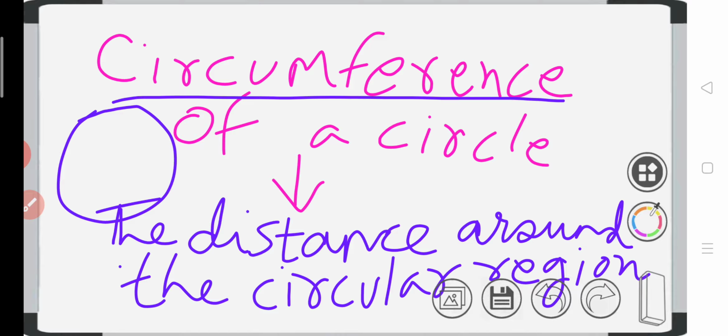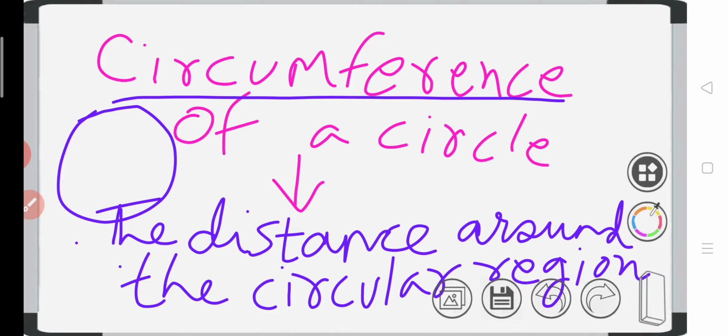In the previous classes, you have learnt about perimeter. Now, today we are going to learn about circumference of a circle. You know that the perimeter is the length of the boundary enclosed by a closed figure.